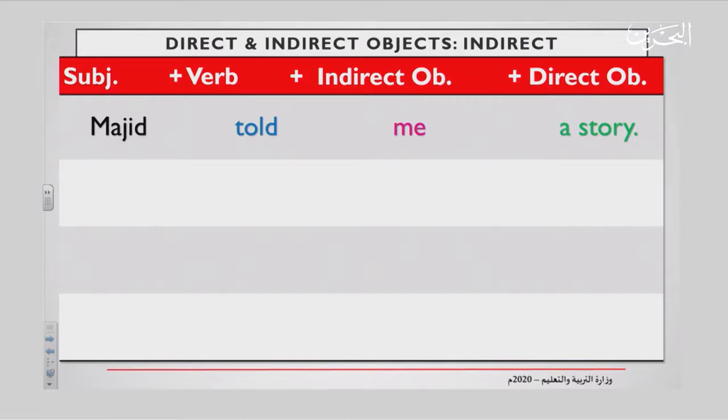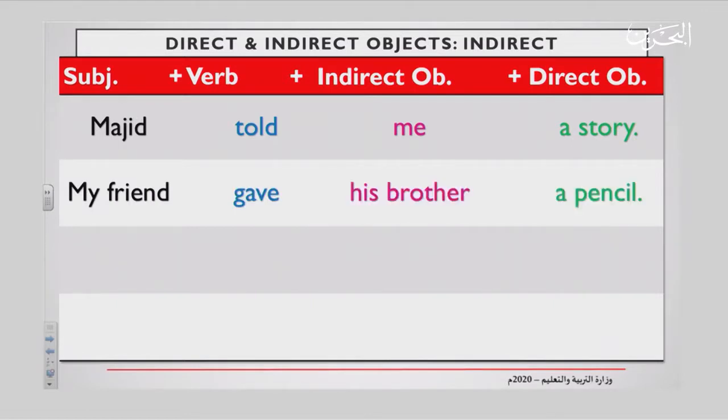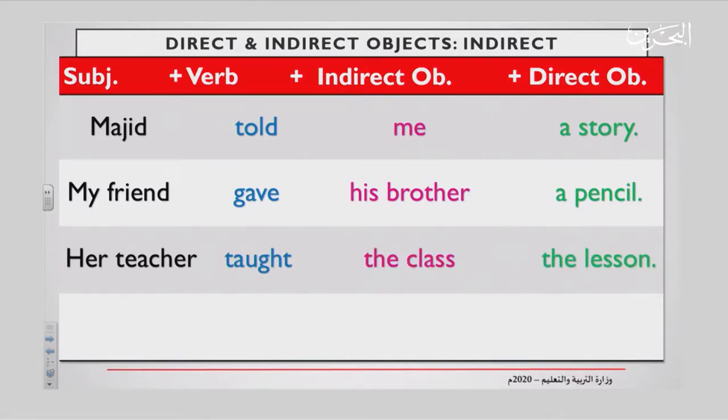Me is an indirect object. A story is a direct object. Let me show you another one. My friend gave his brother a pencil. So, subject is my friend, verb is gave, indirect object his brother, direct object a pencil. A third example. Her teacher taught the class the lesson.